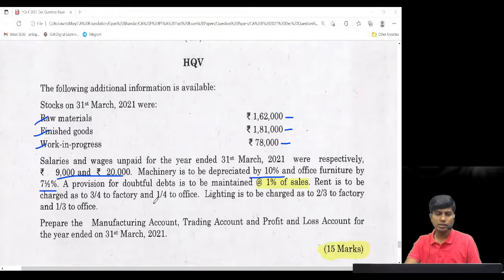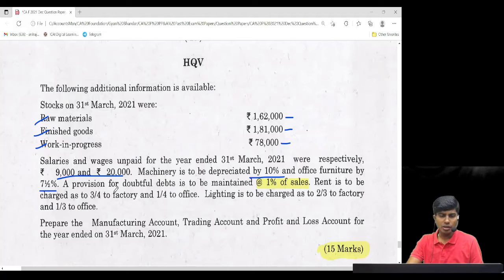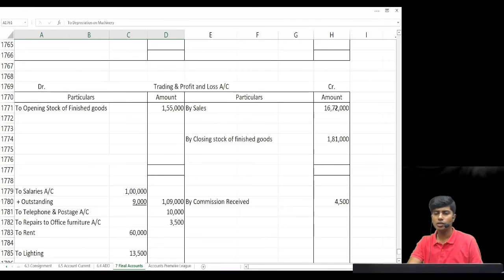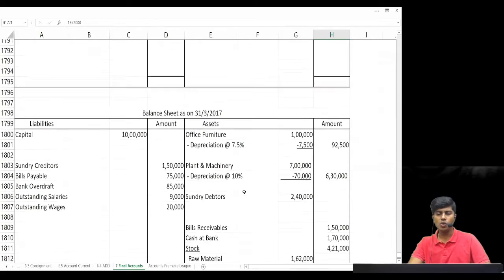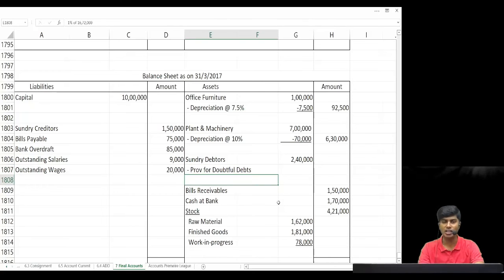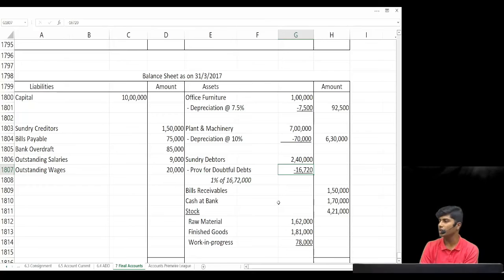Okay. Next item. Provision on debtors at what rate? 1% of sales. Sales is how much? 16,72,000. Now, how much should I be writing here? Less provision, 1% of 16,72,000. 16,720, correct? 1% of 16,72,000 is 16,720. This is the provision to be maintained.